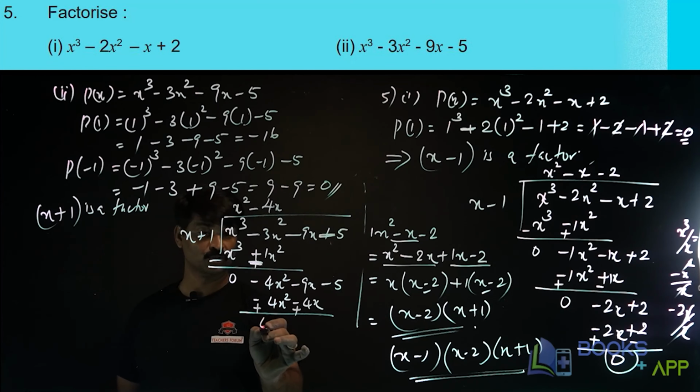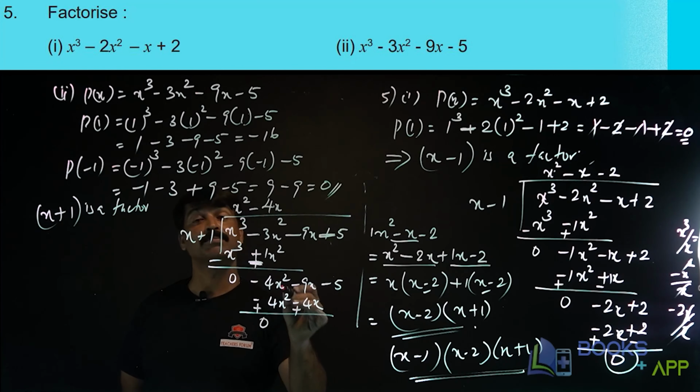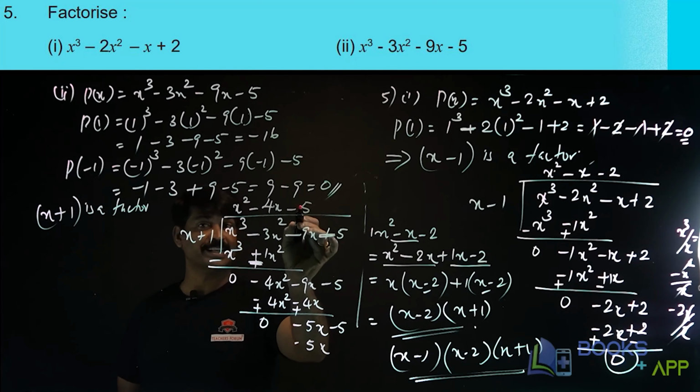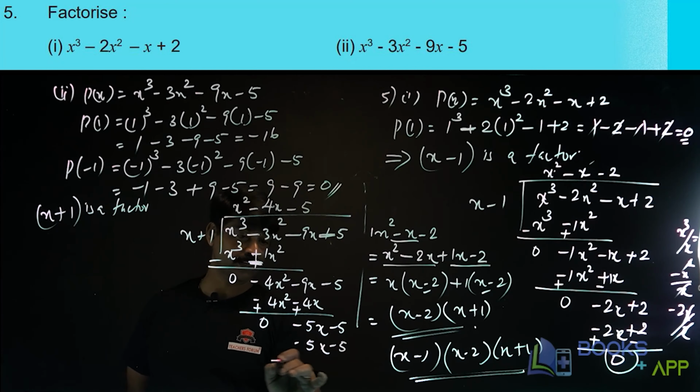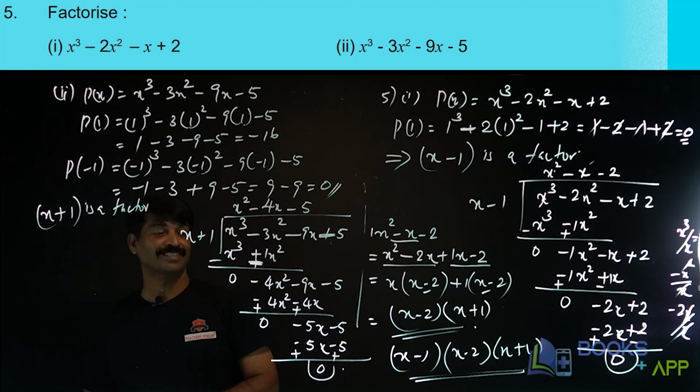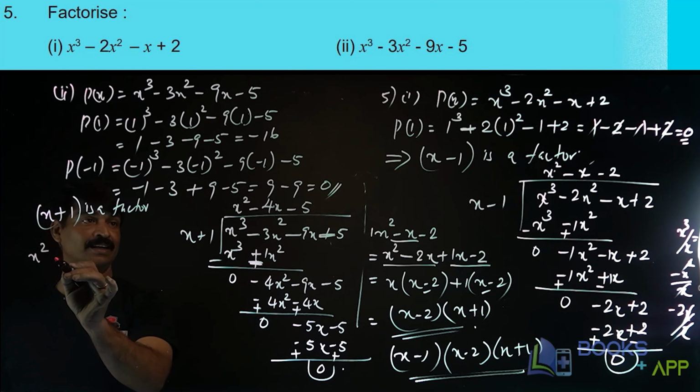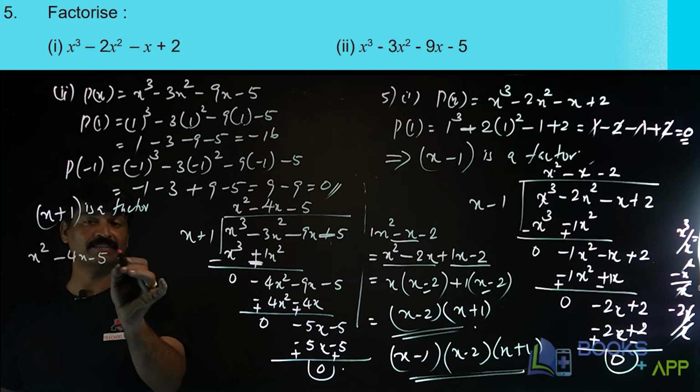So what you will be getting? 0. Here minus 9x plus 4x, yes, you will be getting minus 5x. Write down the next number. So minus 5x by x, that is minus 5, because minus 5 into x, that is minus 5x, minus 5 into plus 1, that is minus 5. When you subtract, it will become plus, it also becomes plus. When you add, you get 0. So the remainder becomes 0. So what is a factor? Yes, x square minus 4x minus 5 is a factor.